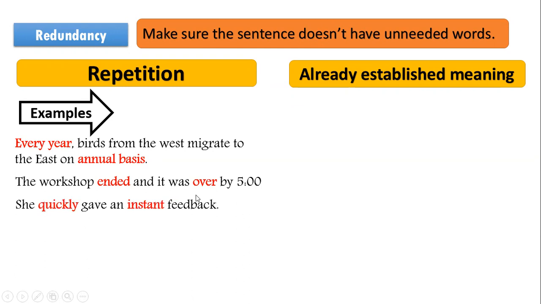How about this? She quickly gave an instant feedback. If a feedback comes quickly, it means it's an instant feedback. If a feedback is instant, it means it comes quickly. So the words quickly and instant here give the same meaning. So that's redundancy. We do not accept that in our exam. Let's move to an already established meaning.